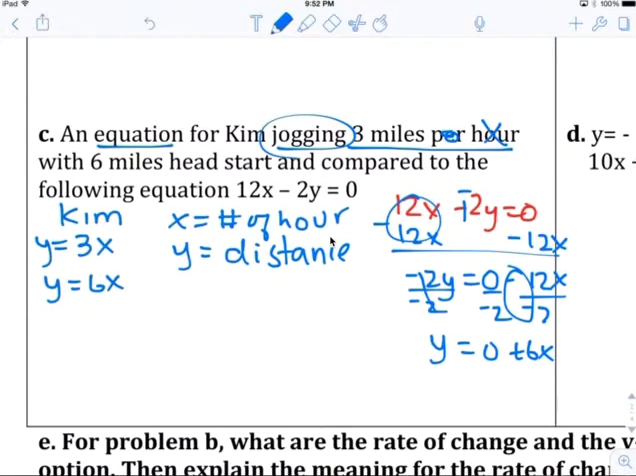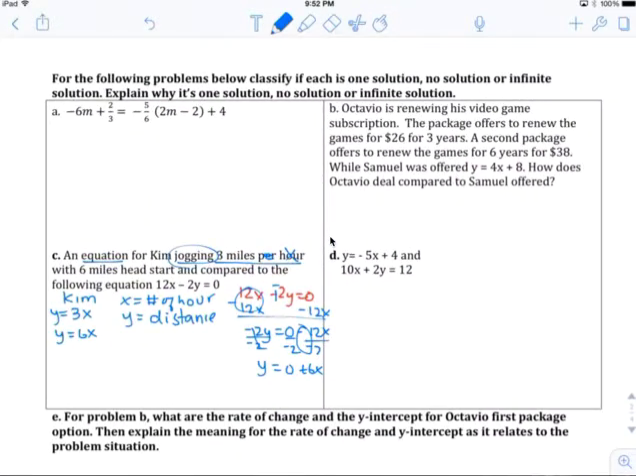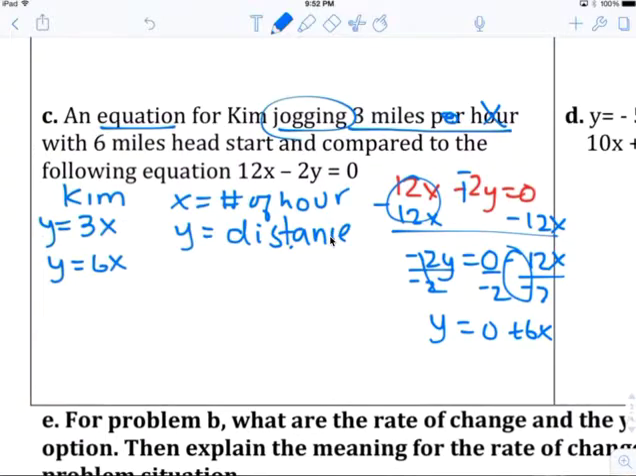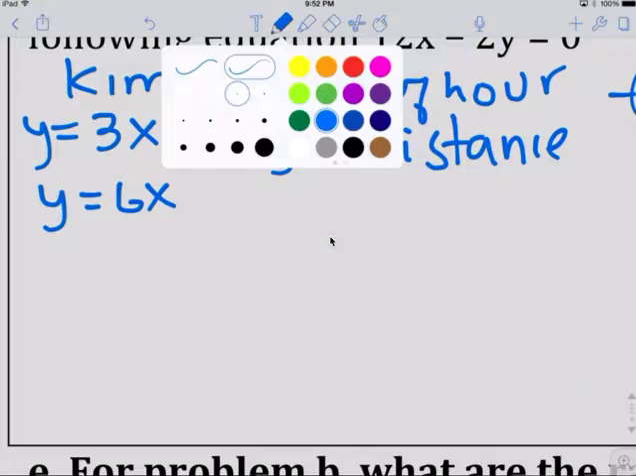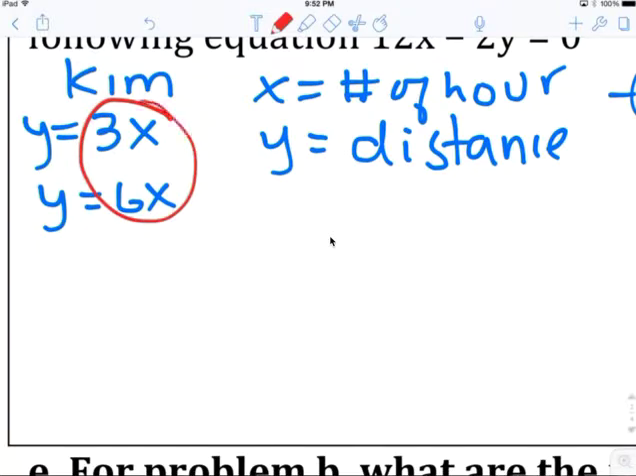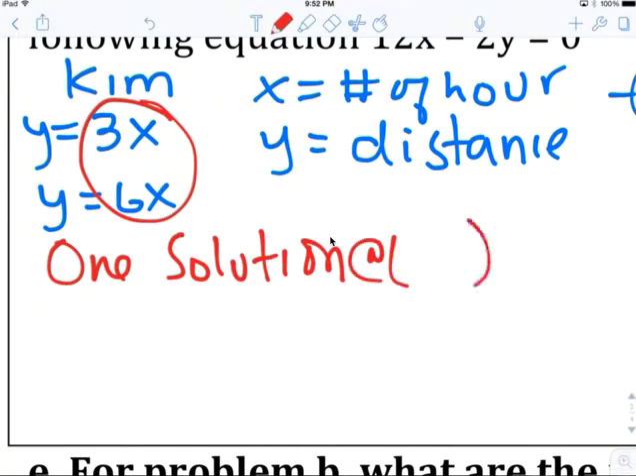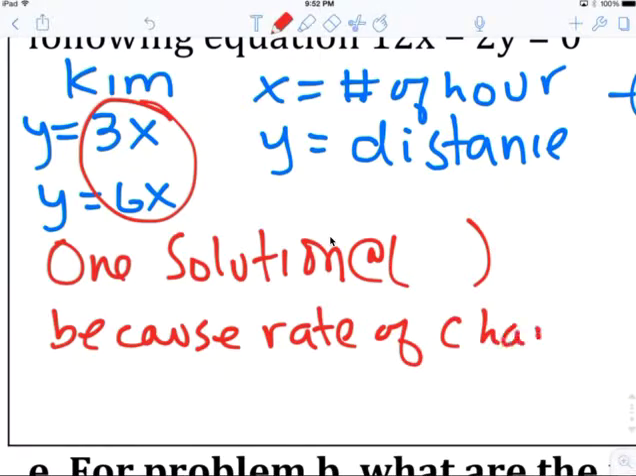The rate of change is different, so you're going to have one solution. For the following problems, classify if it's one solution, no solution, or infinite solutions. Explain why it's one solution, no solution, or infinite solutions. Okay, this is definitely going to be one solution because the rate of change is different. One solution. Let's find where it's at, because the rate of change is different.